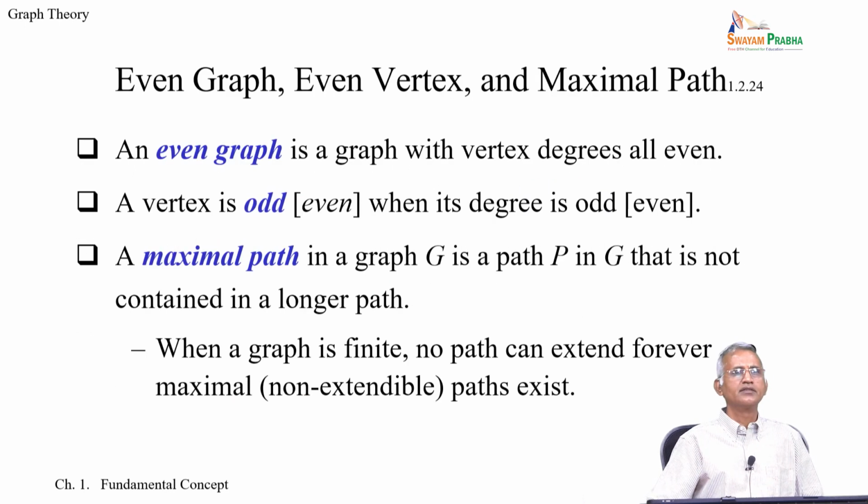Next, even graph, even vertex and maximal path. A graph is said to be an even graph if all its vertex degrees are even. A vertex is odd when its degree is odd. So, a maximal path in a graph G is a path P in G that is not contained in a longer path. When the graph is finite, no path can extend forever. So, a maximal path exists.